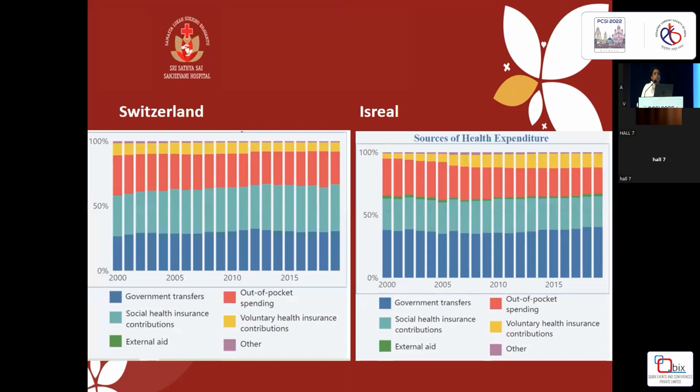Now, if you look at Switzerland and Israel, these are 2 countries where the government spending is not as much as the United Kingdom or Sweden. It falls to almost 40%. But these countries have very robust social insurance schemes which compensate for the deficit of the government. So you will see a substantial amount being provided by the social insurances. The out-of-pocket expenditure is also about 15 to 20%, and there are schemes for voluntary insurances. These are also 2 countries considered to have a very good and robust healthcare system, and Switzerland also falls in the top 10 in terms of quality.